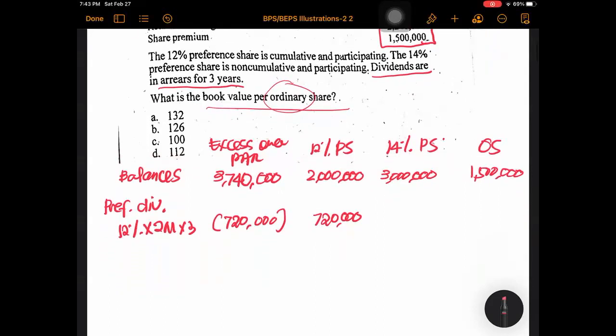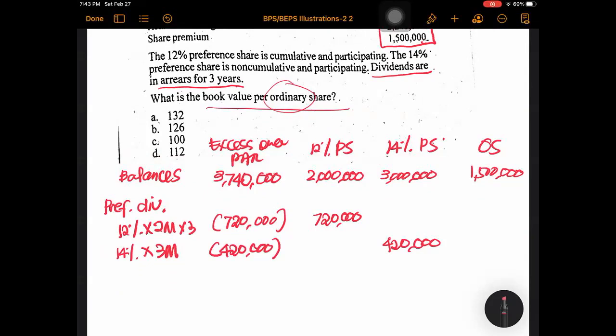How about the 14%? Since it is non-cumulative, it is 14% times 3 million, current year only. So 0.14 times 3 million is 420,000.